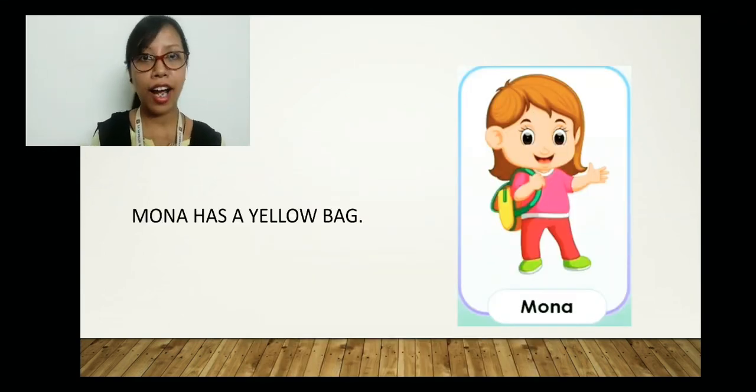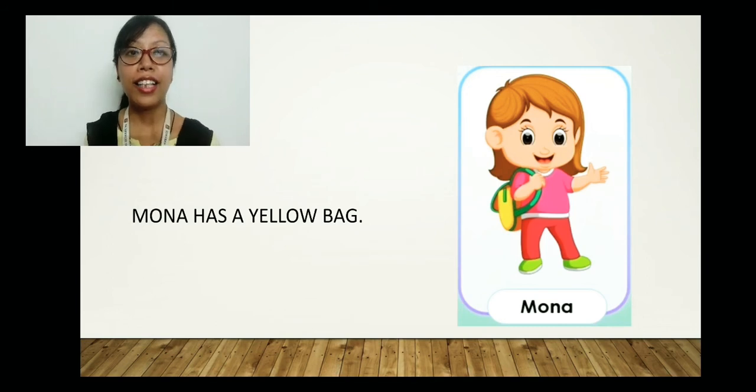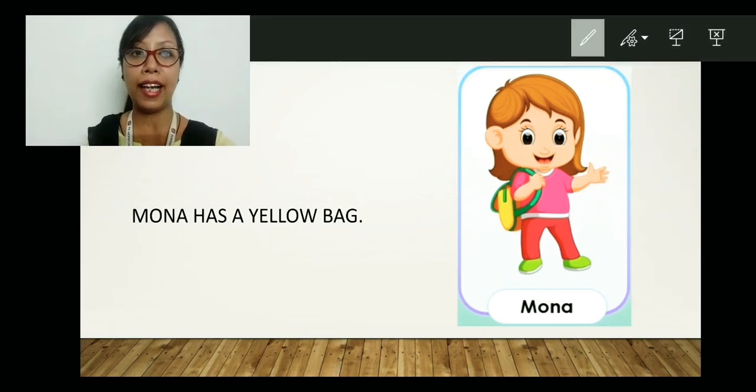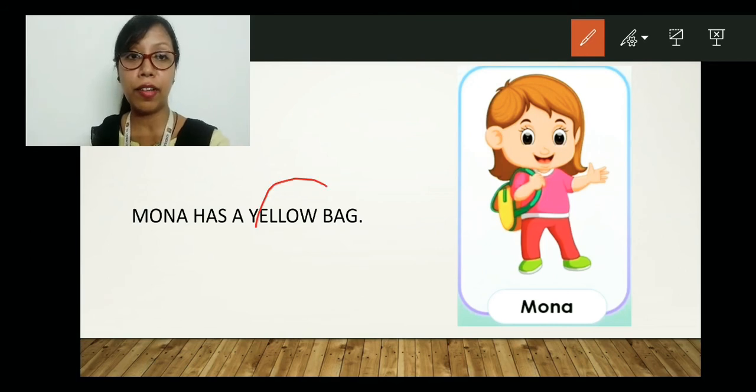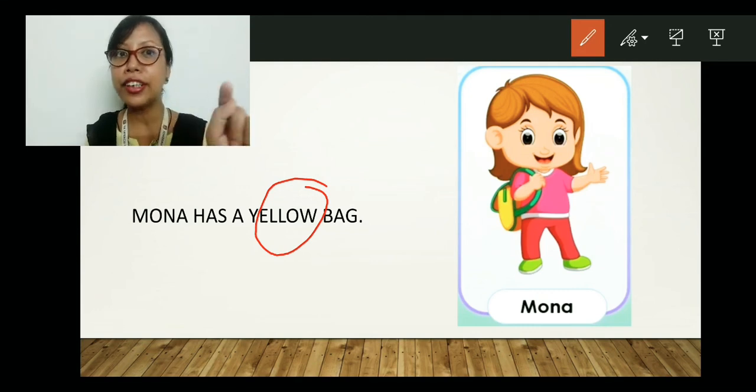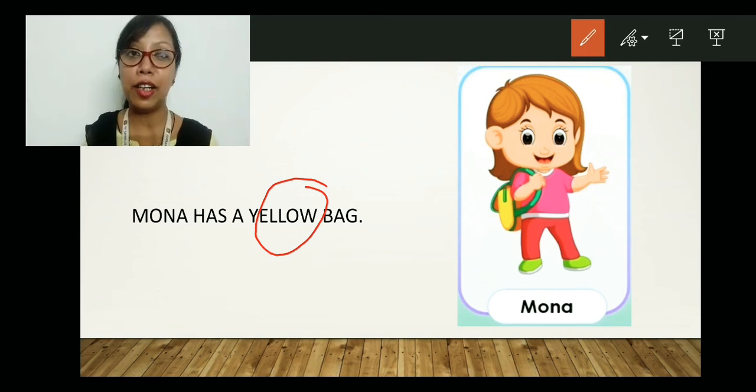Yes. So here I have put the picture of Mona. Now Mona has a yellow bag. If you see here, I can say Mona has a bag. Mona is a student and lots of girls have bags, right? But I have particularized a color. What is the color? That is yellow. So she has a yellow bag. I am pointing out Mona has a yellow bag. That means yellow is describing the bag, right? The color is describing the bag.